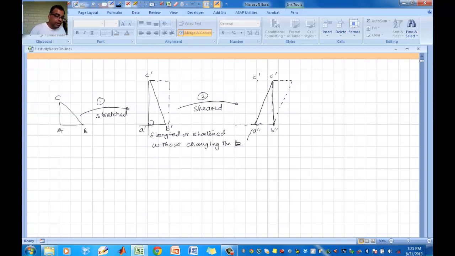So that's shear. Third one is rotation. So what has happened is, instead of being this way, it has now become like that.